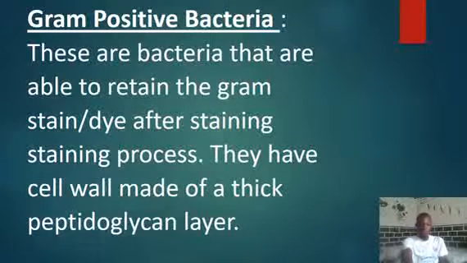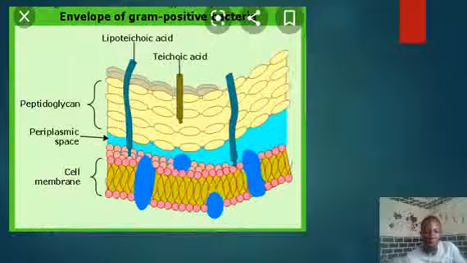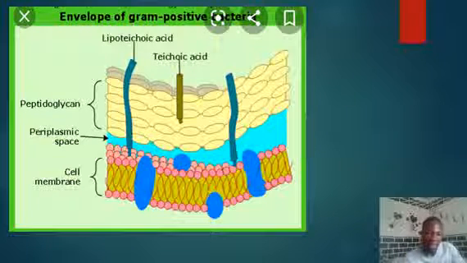Alright, so here is a typical envelope of a gram-positive bacterium. You can see that this is the envelope of the gram-positive bacterium. This is the cell membrane of it, and then it is indicating the cell wall over here. You can see this is the peptidoglycan layer.